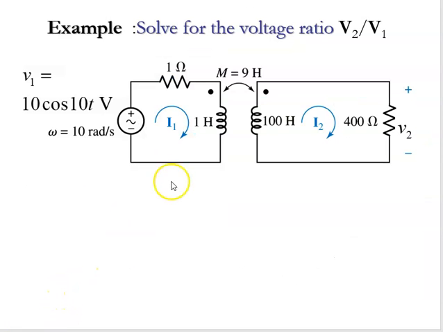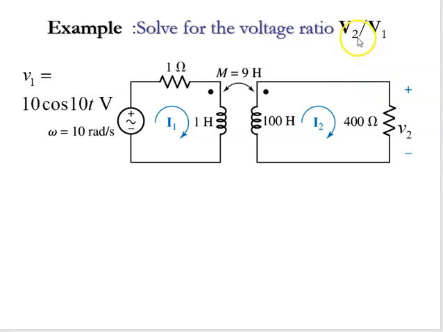So let's look at an example here. We have a voltage source with a series resistance set up. This is really a transformer, so these two mutually induced coils, and the secondary side of the transformer, or the second coil, has also attached to it a 400 ohm load. So we want to solve for the ratio of V2 over V1, where V1 is presented by this voltage source, and V2 is the voltage across this 400 ohm resistor.